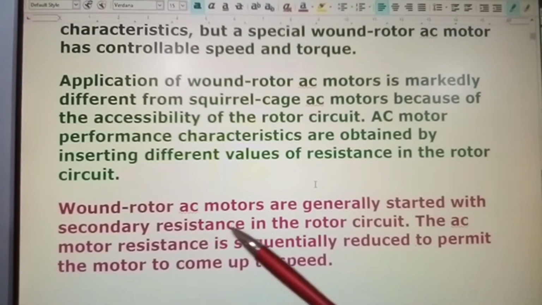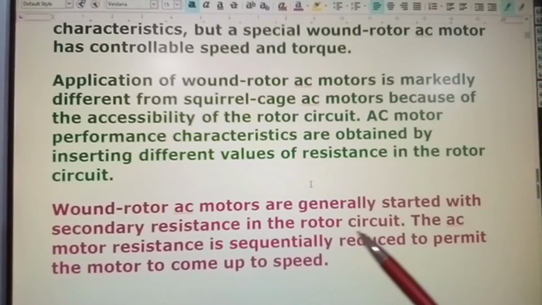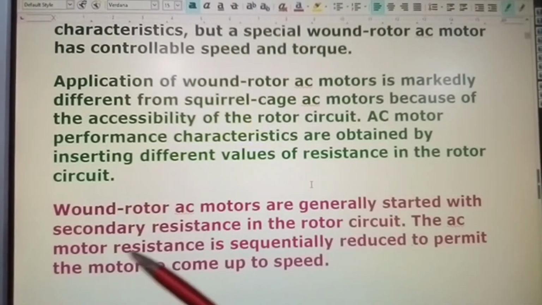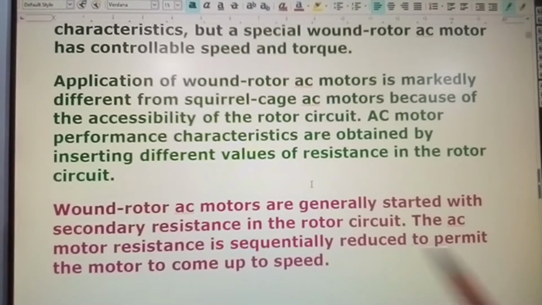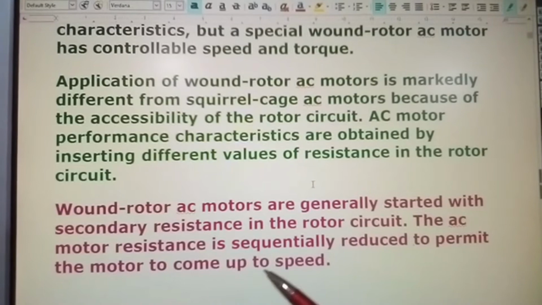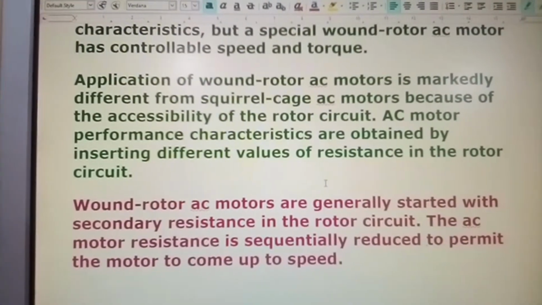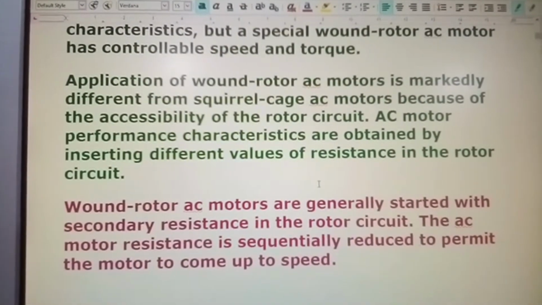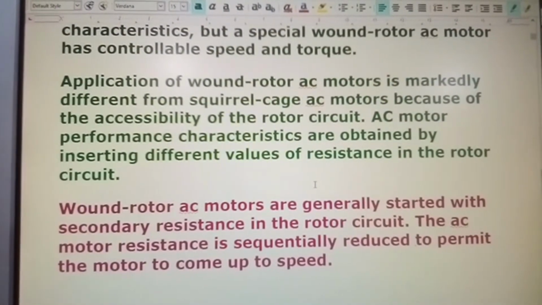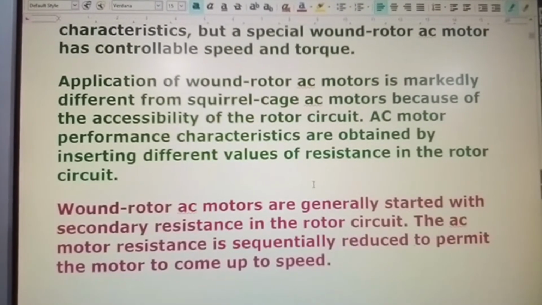Now wound rotor AC motors are generally started with secondary resistance in the rotor circuit. The resistance is sequentially reduced to permit the motor to come up to speed. So as you push a button or move a control handle up, you're going through stages of resistance, and the motor begins to speed up slowly until it reaches maximum speed.